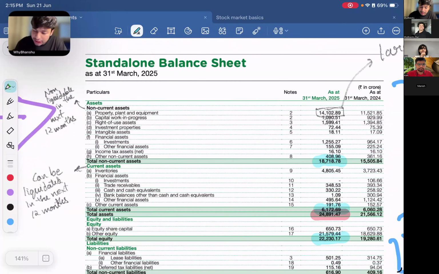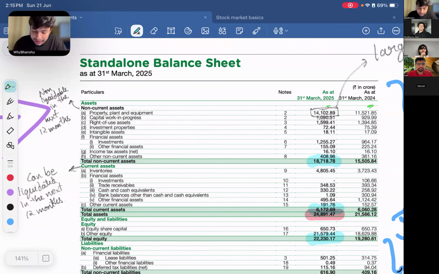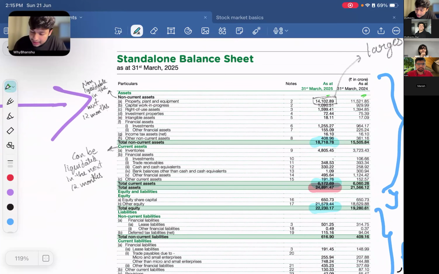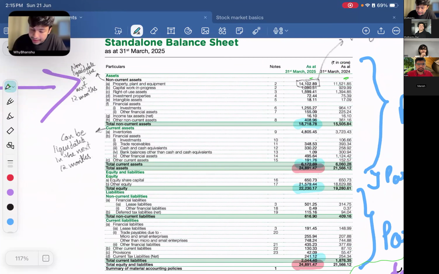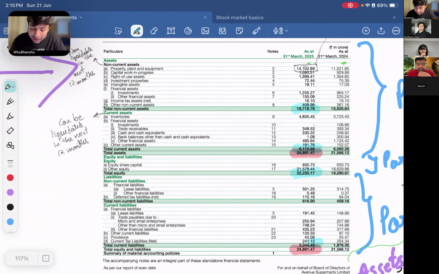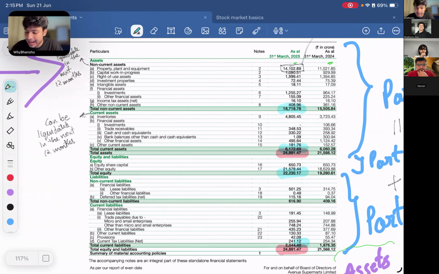For each of these headings, you will see two values. On the very right, there is one value in 2024, and there is the same value at the end of the financial year in 2025. Before we say anything, let's look at the numbers that I've highlighted in red. In the red, you will see that the overall assets for DMart are 24,891 crores, and the overall equity and liabilities added also come up to 24,891 crores. So this will always match for every company. By definition, your assets will match equity and liabilities.